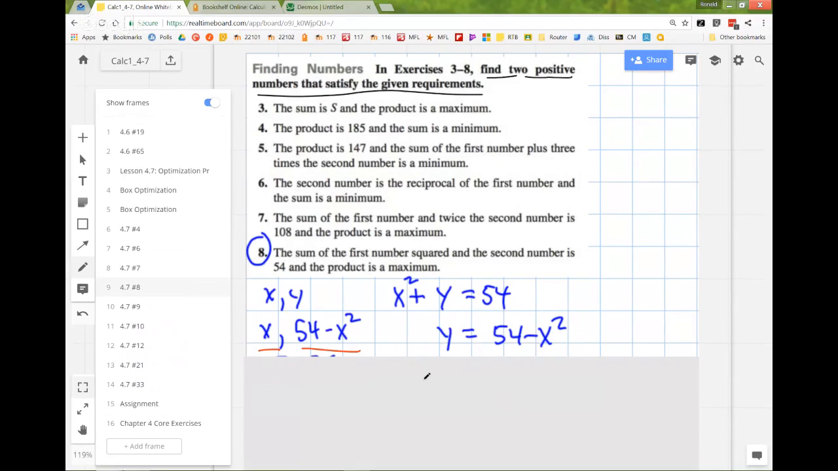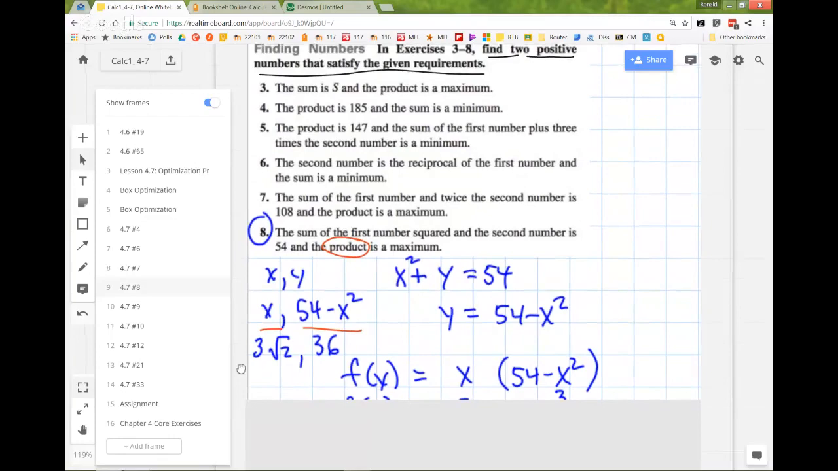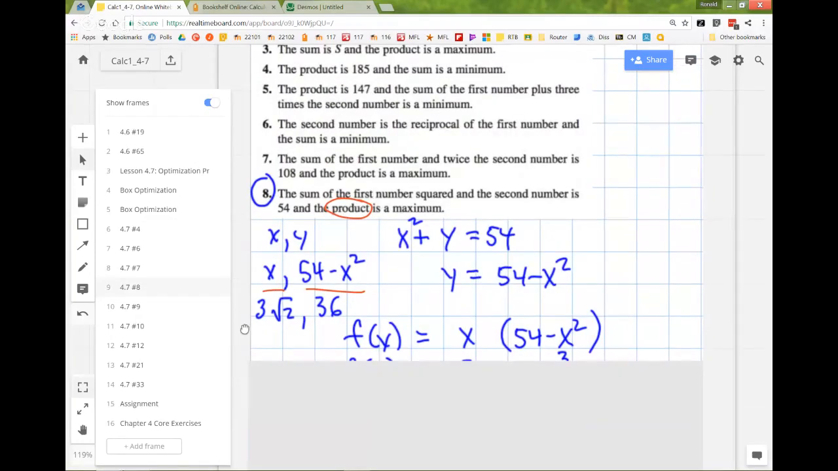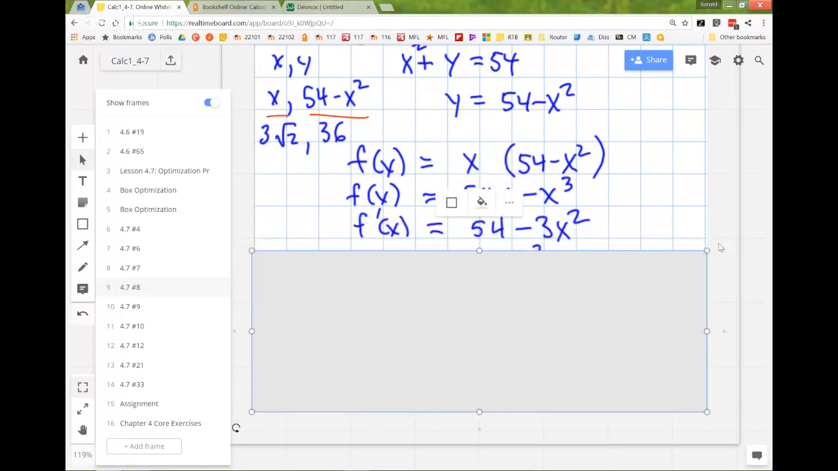Now we're ready to do, what does it say here? The product is a maximum. So now we need to set up a product function for those two. So take the two numbers, x and 54 minus x squared, and multiply them. Multiply that out. 54x minus x cubed. Take the derivative. What's the derivative of 54x? Is 54. Power rule on negative x cubed, negative 3x squared.